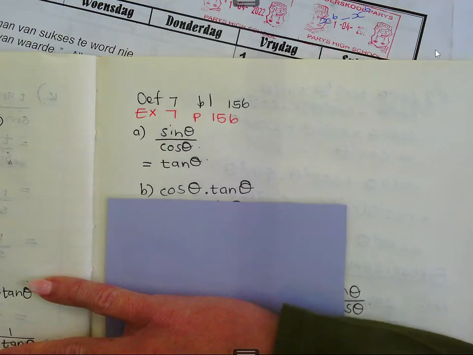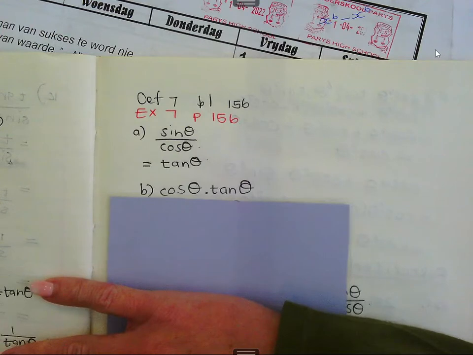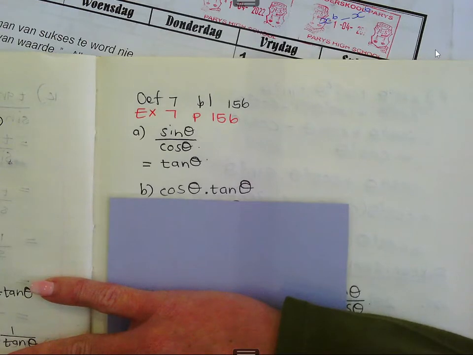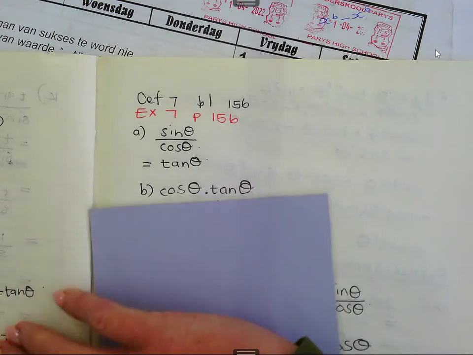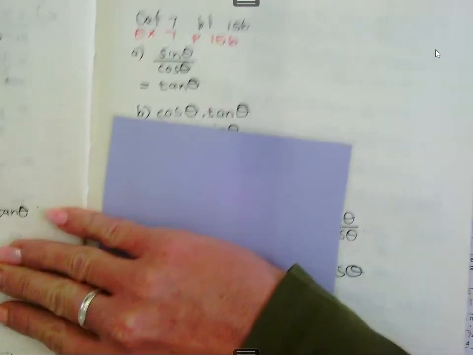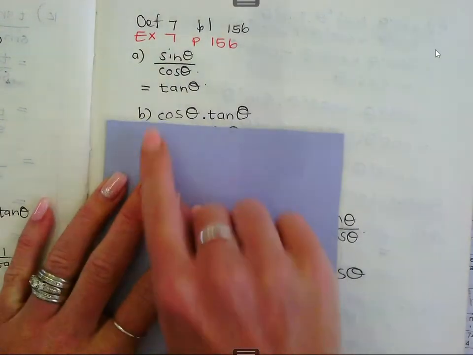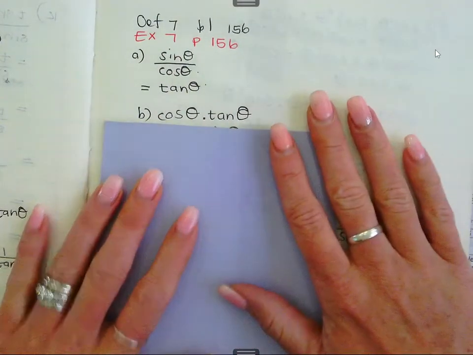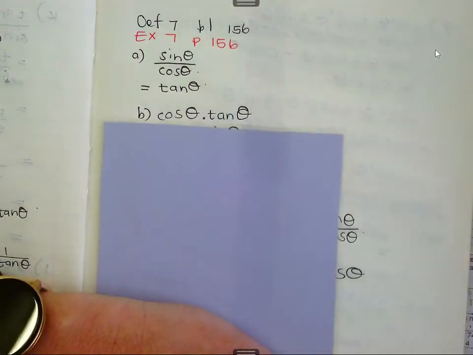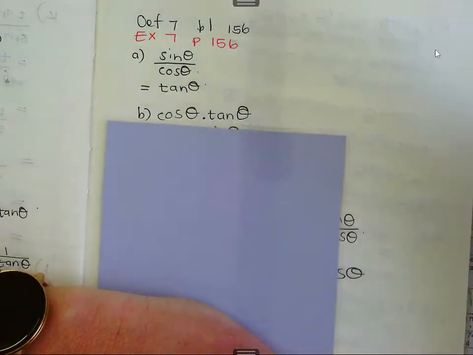Okay, B is cos theta times tan theta. Is there anyone that has a plan? Okay, so what we use when we do these sums is we use our algebra rules. So for instance, this is like x times y. Okay, they're not the same. I can't do anything further. X times y is just xy.